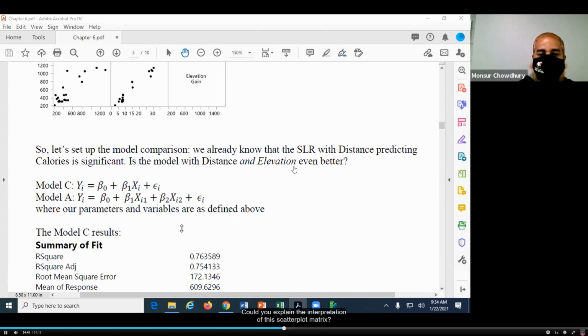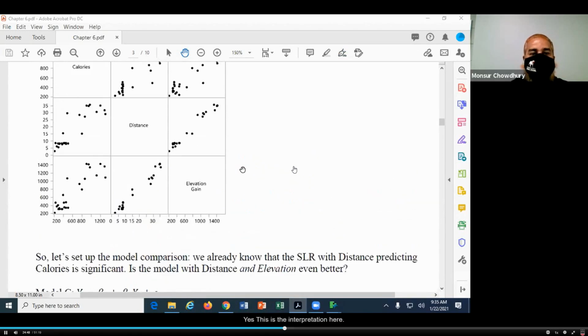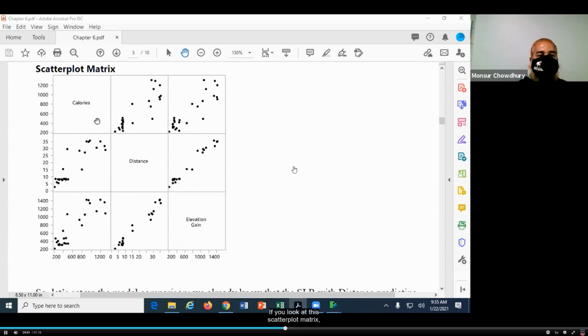So could you explain the interpretation of this scatter plot matrix? Yes. So this is the interpretation here. If you look at this scatter plot matrix, this scatter plot gives us the plot of each predictor against the response variable and the plot of each predictor against the other predictor. So if you look at this scatter plot, this is a scatter plot of the response variable and the distance, which is the predictor. And we can see that most of the points are close to the line, except 1 or 2 points a little bit further.